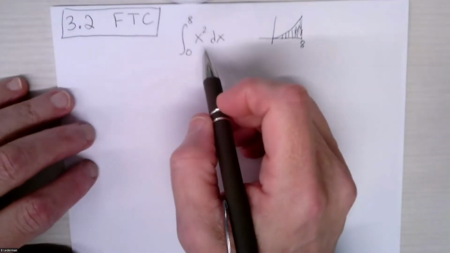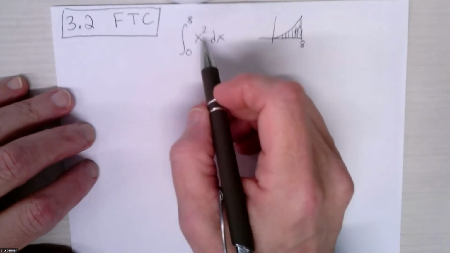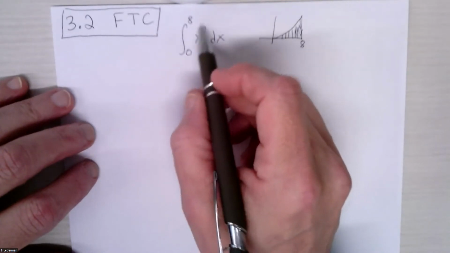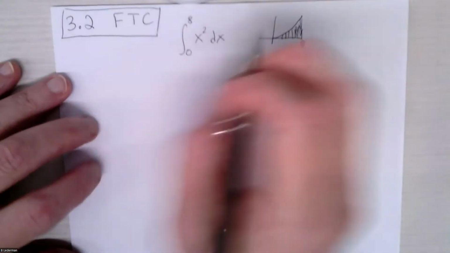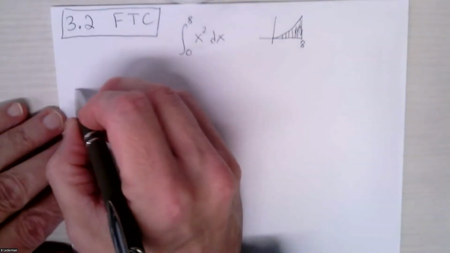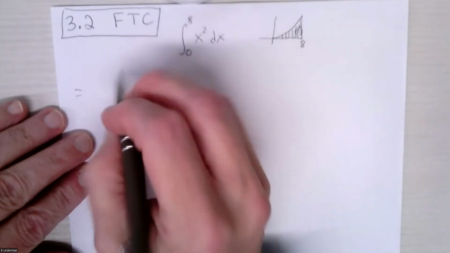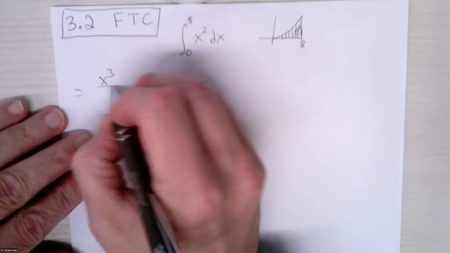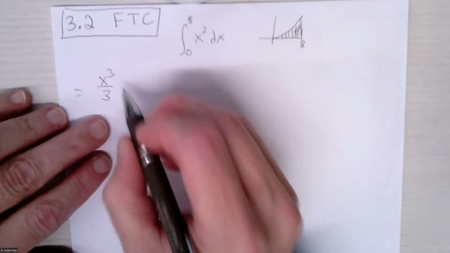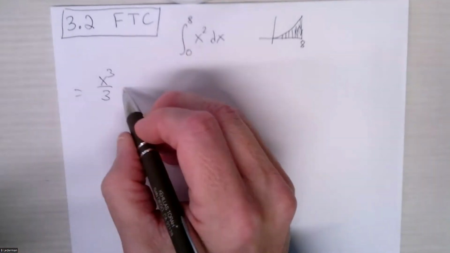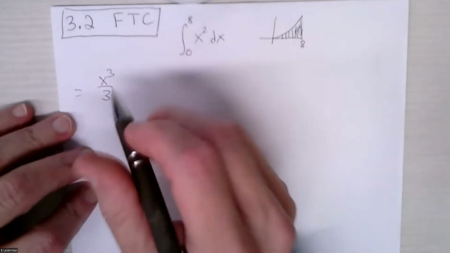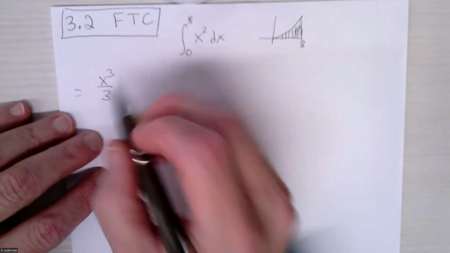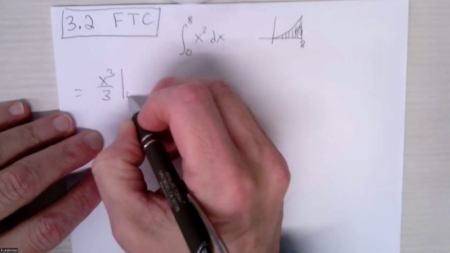Well, what good old Sir Isaac said was to take the antiderivative of the function inside here, which in this case is x squared, and the antiderivative is x cubed over 3. We don't write the plus c. Plus c is only for an indefinite integral, not for a definite integral. And we evaluate this antiderivative from 0 to 8.